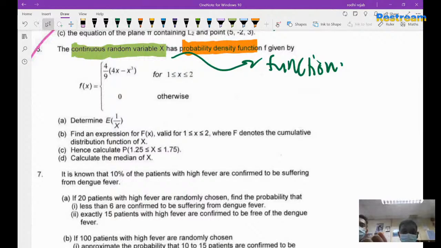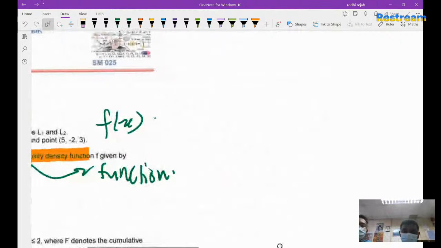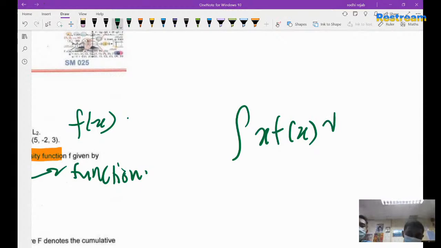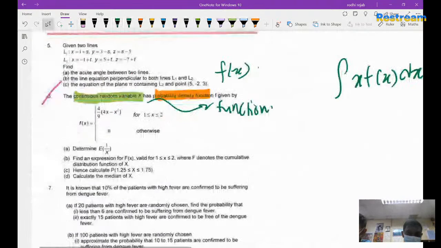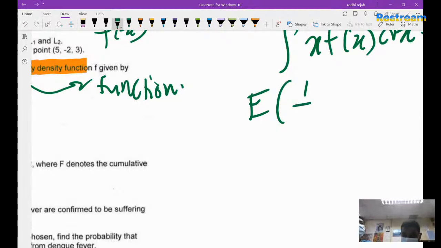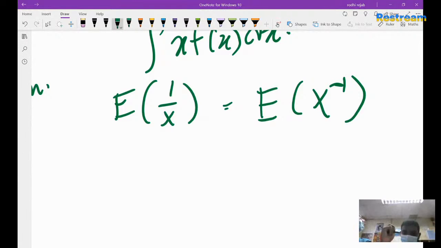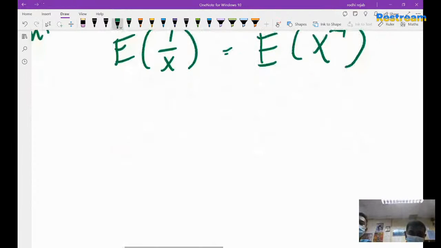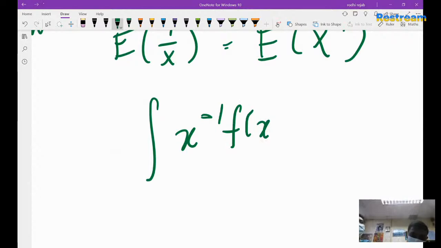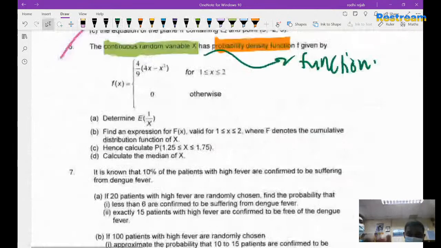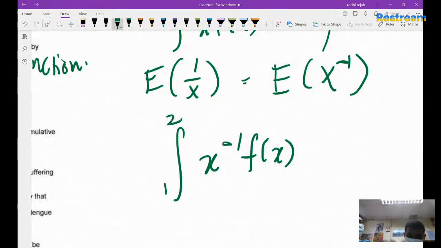So how do we calculate E(X) in the first place? For a continuous variable, we would normally integrate X times f(x) with respect to x. But for this question, we didn't get E(X). Instead, we got 1 over X. Can I rewrite this as X to the power of negative 1? Hence, we just input this value over here. This would be integrating X to the negative 1 times f(x). You need to see the limits here and input them. In this case, it's 1 and 2, with respect to x.